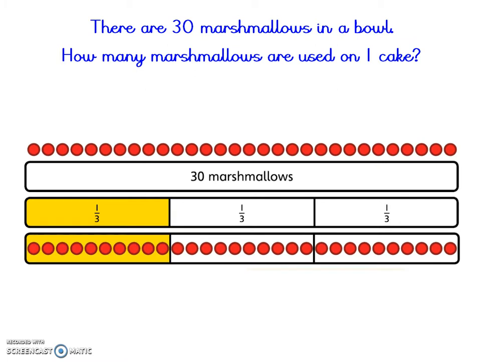So for this question, there's 30 marshmallows in a bowl. How many marshmallows are used on 1 cake? Well, we know that 1/3 of that bowl is going to be used on the cake, so 1/3 of 30, which is going to give me 10 marshmallows. So 10 marshmallows will be used on one cake.